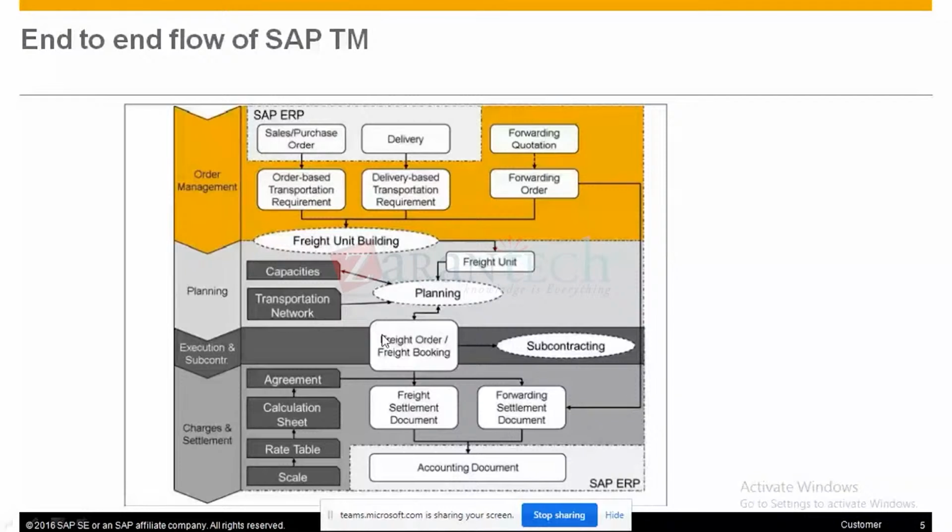Now this freight order can be created in multiple ways. Either you can create it manually or you can create it through a planning tool. I'll show you all the different ways by which this freight order can be created. But what is the impact when you are making any changes to an existing freight unit quantities or order delivery quantities? That's what I'm going to show you.